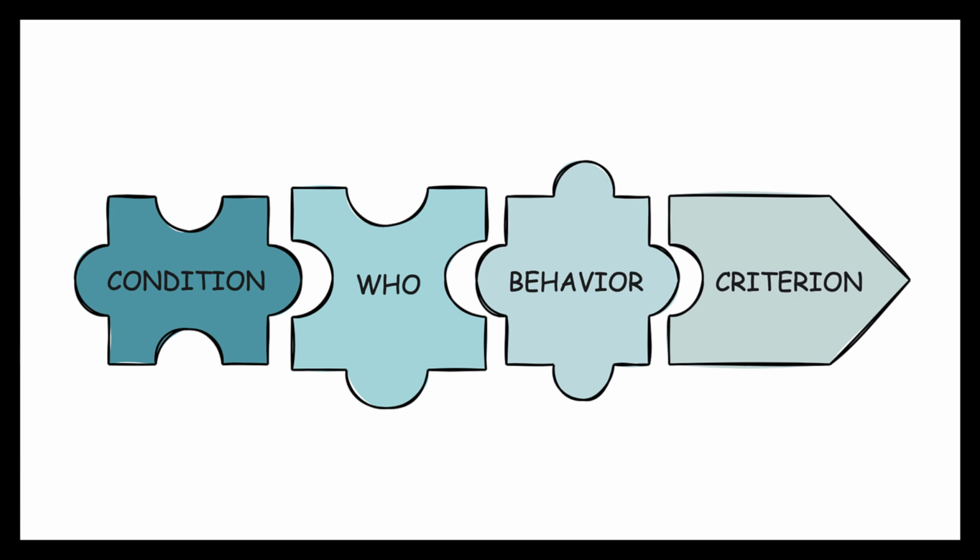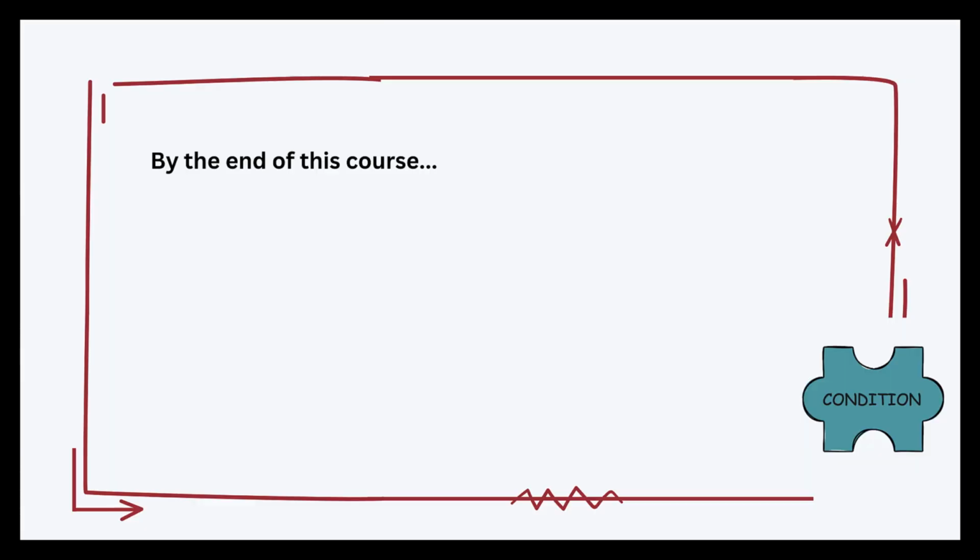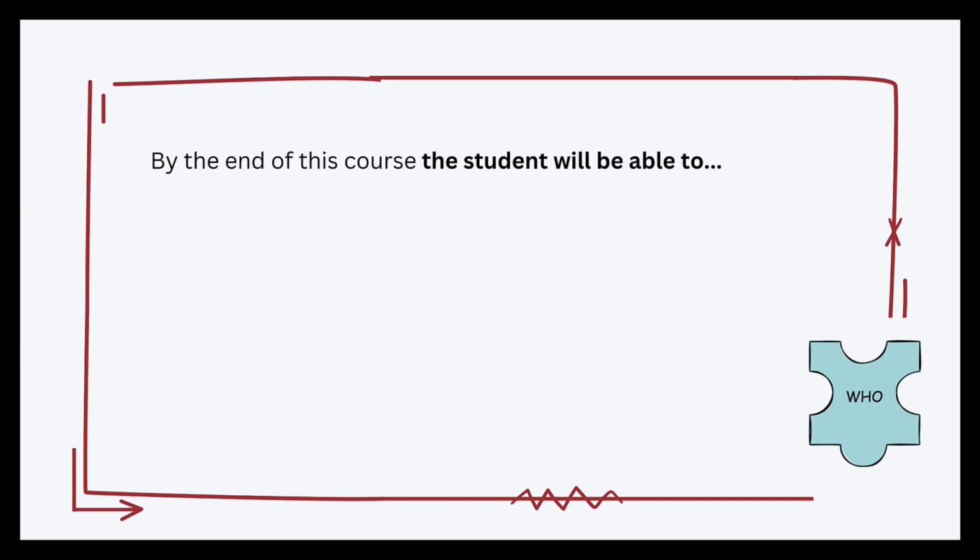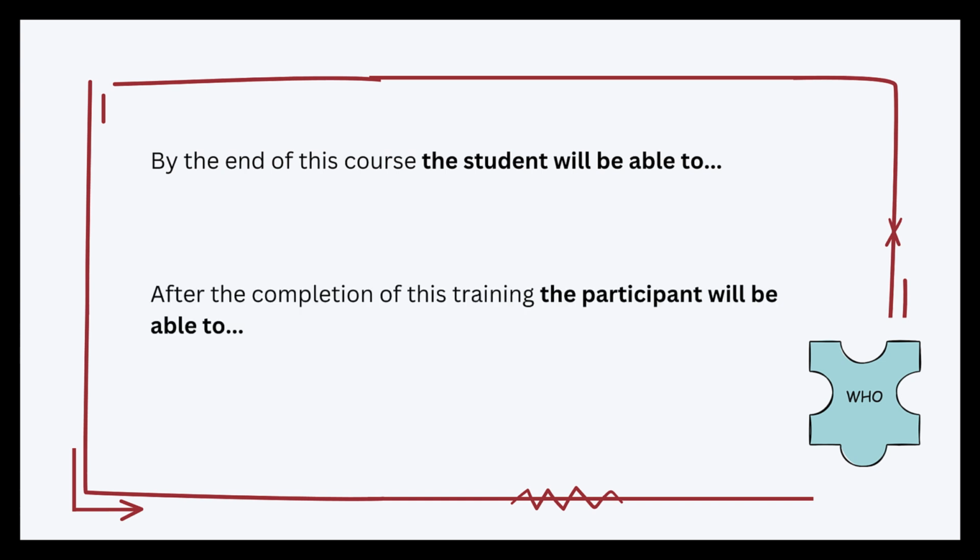Now that we have covered the condition, the who, the behavior, and the criterion of the objective, as well as some do's and don'ts, let's go ahead and build some objectives. We always start with the condition, which describes the conditions under which the learner will be expected to perform. So here is example 1, by the end of the course. Example 2, after the completion of this training. Now we're going to add the who to our objective. So by the end of the course, the student is the who, will be able to, and after the completion of this training, the participant, the who, will be able to.